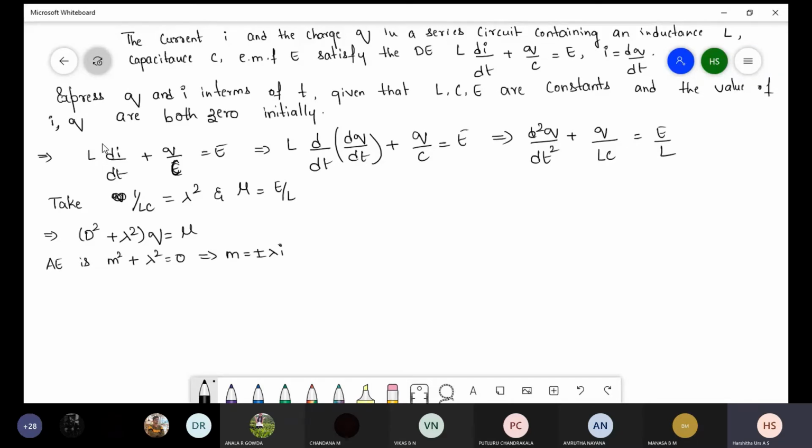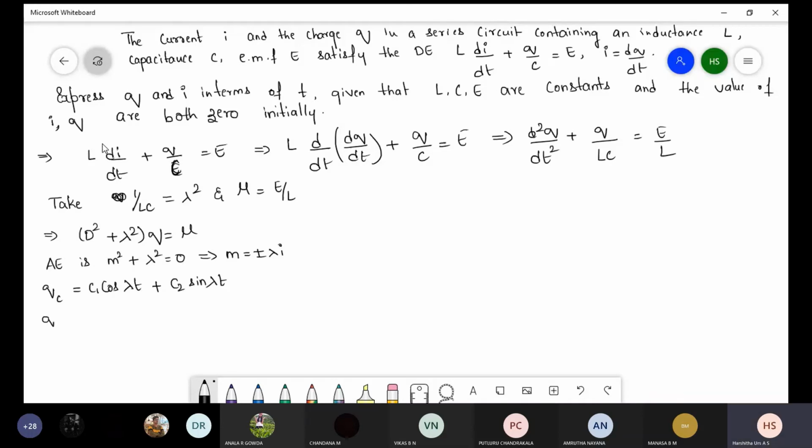Here in terms of Q they have given, we can write the complementary function in the form of Q. QC is equal to, this also comes under the complex pair of roots, that is case 3. So C1 cos lambda t plus C2 sin lambda t.